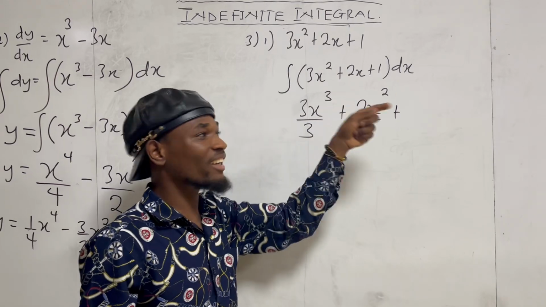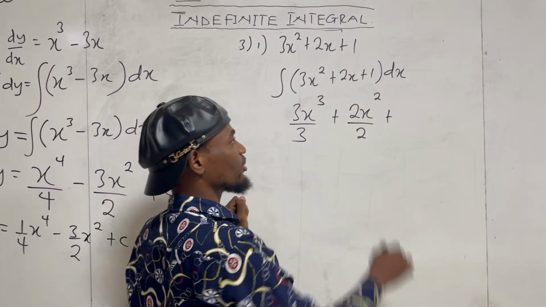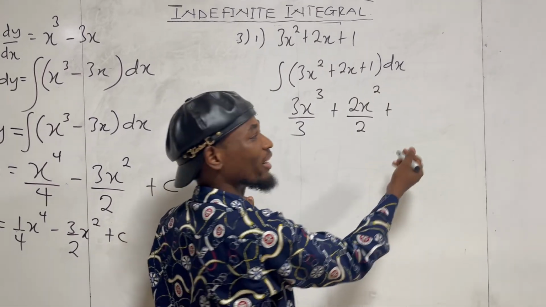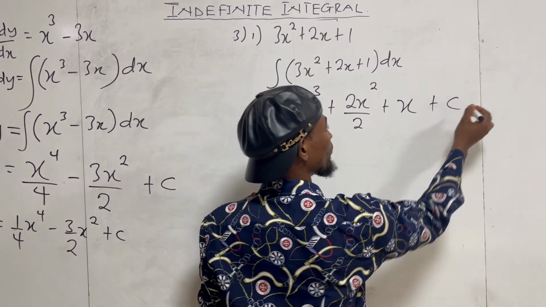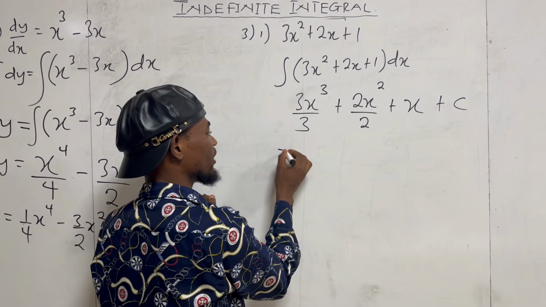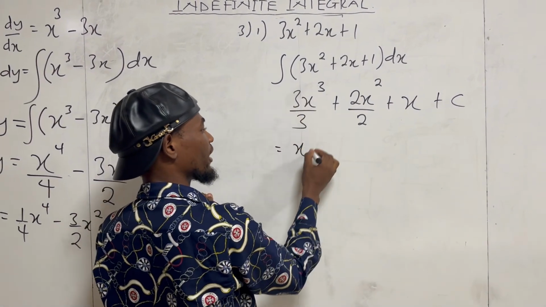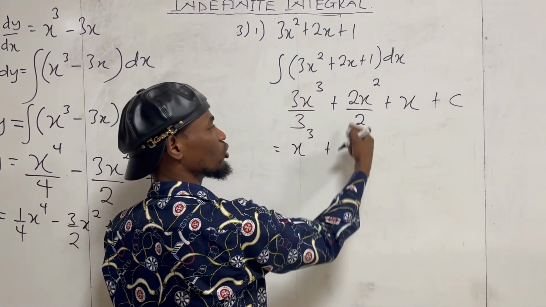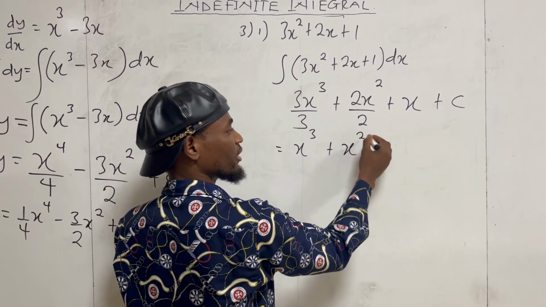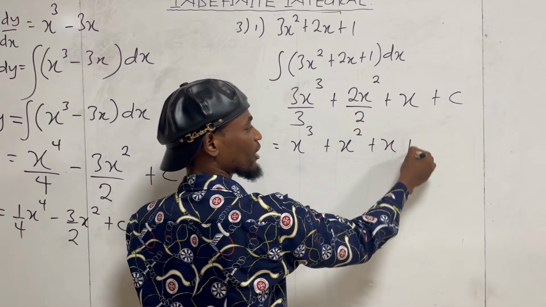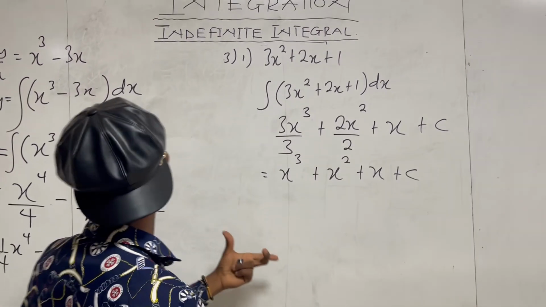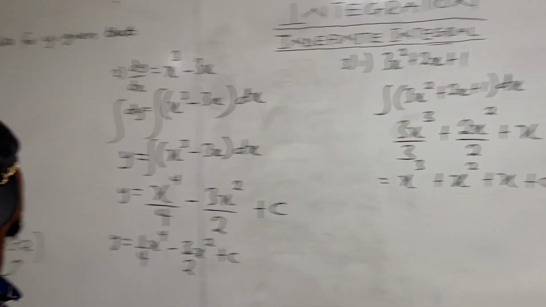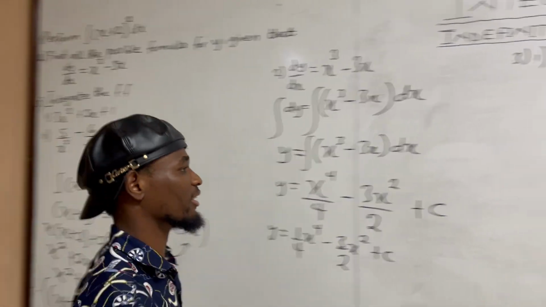Then plus, you have 1. Whenever you integrate a constant, you have 1x. 1x is the same as x. Plus constant of integration. Clearly, this 3 cancels this 3, so we have x cubed, plus 2 cancels, we have x squared, plus x, plus c. As simple as that.